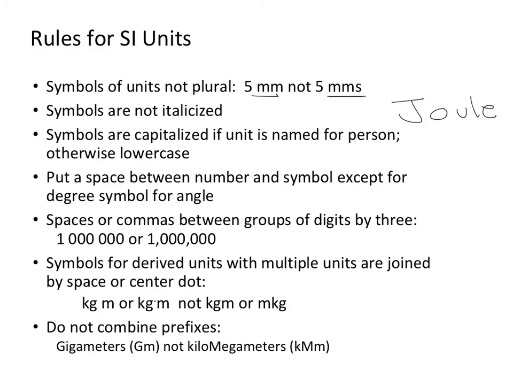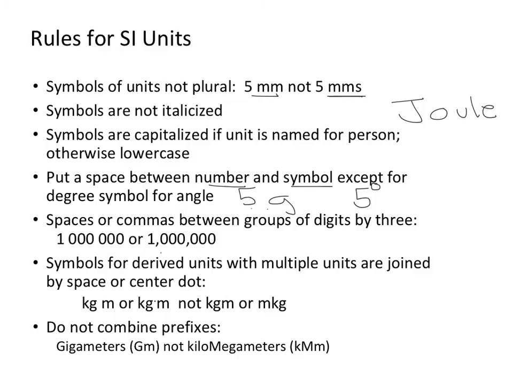When you're writing the SI units, you should put a space between the number and the symbol. The only exception for that would be angles. So for example, if I wanted to put 5 grams, I put a space between 5 and grams. But if I'm going to put 5 degrees, the symbol for degrees goes right next to the 5. You should have spaces or commas between groups of digits by 3. So 1 million, you'd have a space here and here, or the way we typically see it is with commas. But you can see if you get a whole bunch of zeros, it gets hard to keep track, and that's why we use the engineering notation.